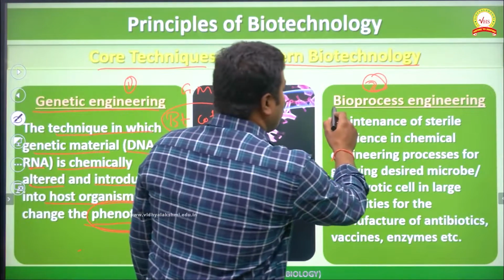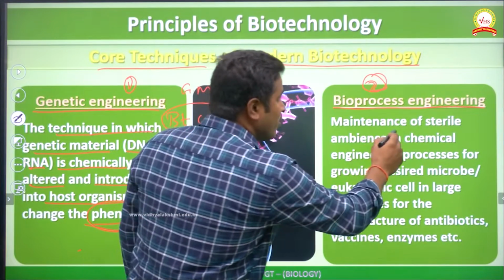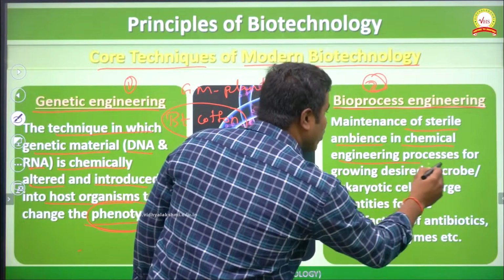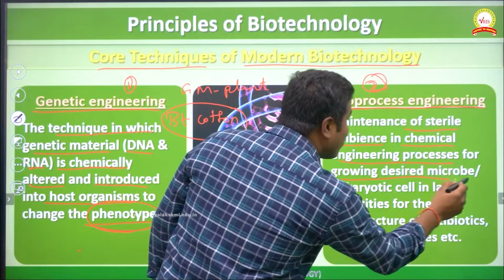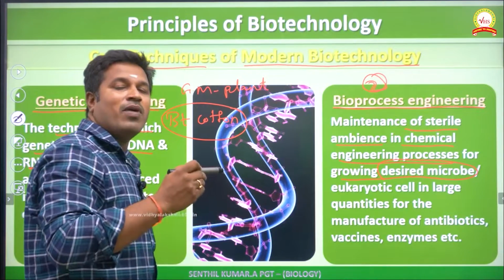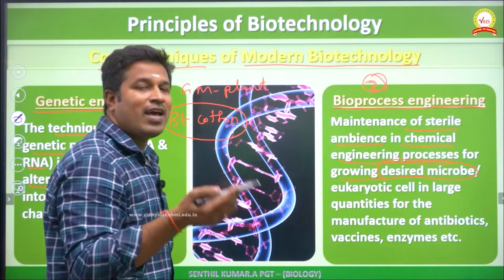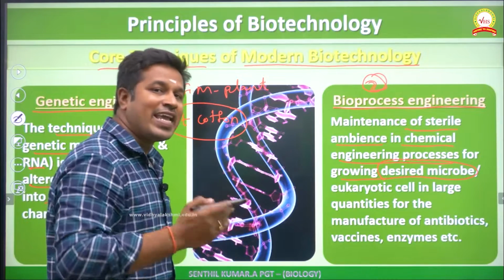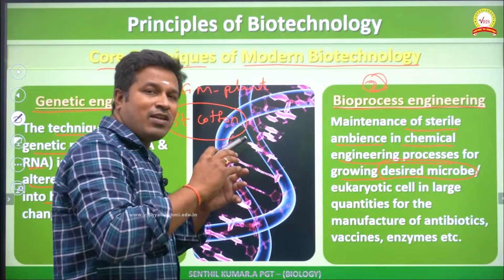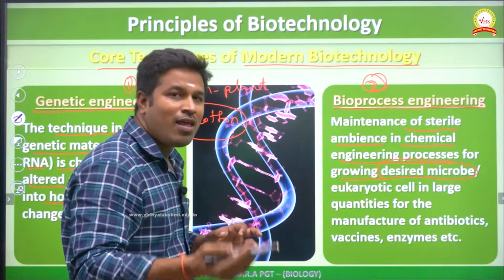Okay. So next, bioprocess engineering. What is bioprocess engineering? It is the maintenance of a sterile ambience in chemical engineering processes for growing a desired microbe, that is the ultimate aim. Previously we discussed making wine. The grapes will be converted into wine. There, what microorganism are we utilizing? Yeast. For the fermentation of the wine, the process is called fermentation. From that we are getting the product called wine.